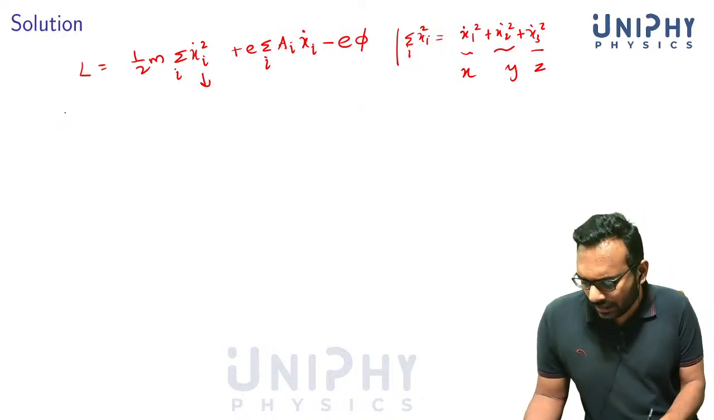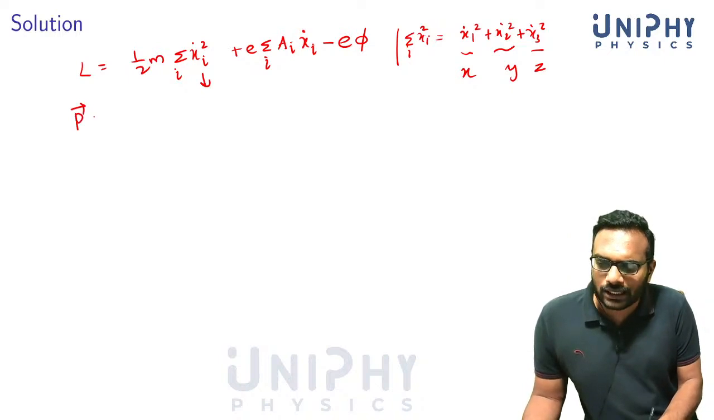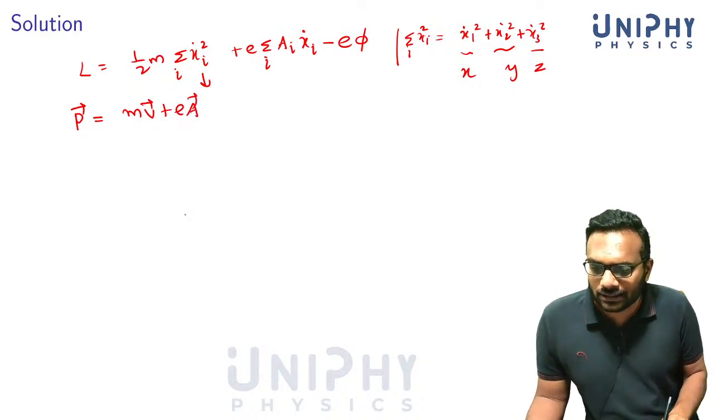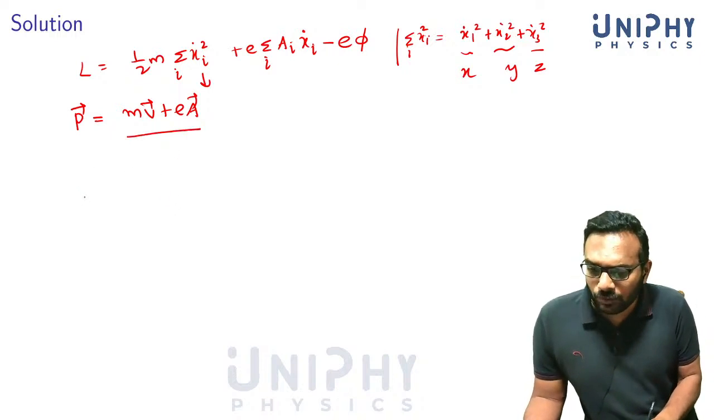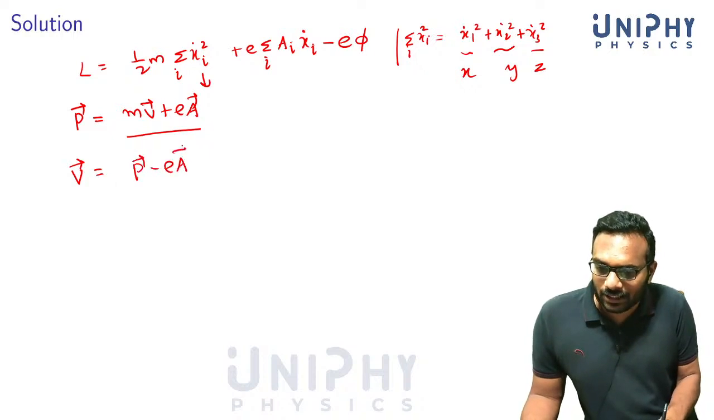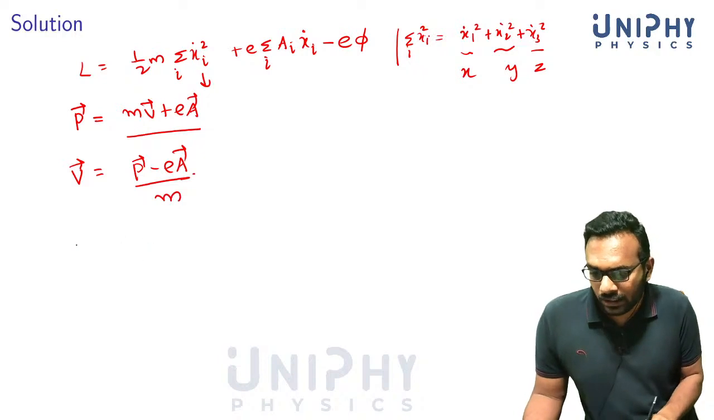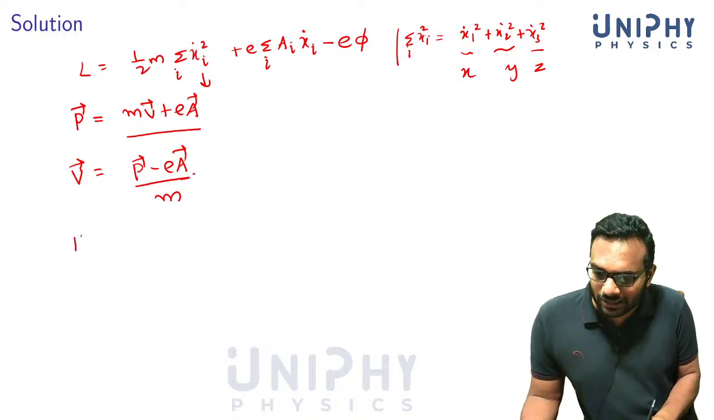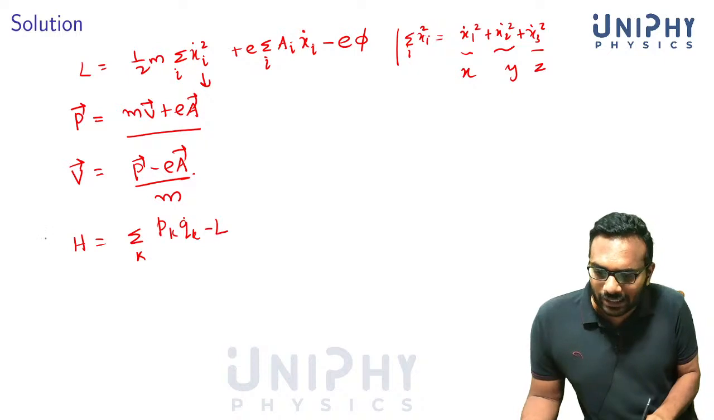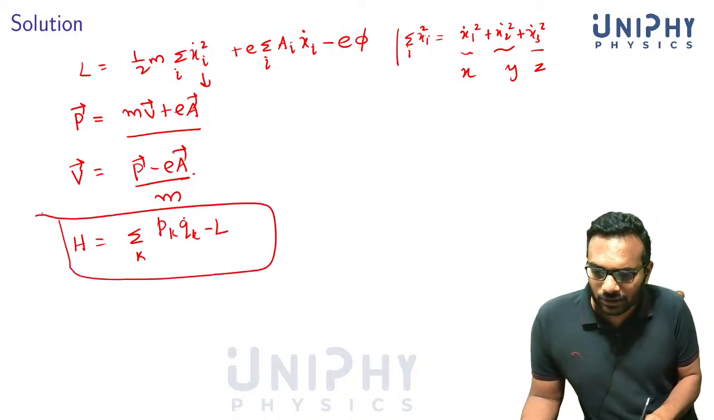Now we already know that the canonically conjugate momentum is given by p = mv + eA. We already saw, in order to exclude the first option, that p is given as mv plus eA. From here we get the velocity v = (p − eA)/m. Now we can find the Hamiltonian by this relation, H equals the summation over k of p_k q_k dot minus L. This is the standard relation for the Hamiltonian of any system.